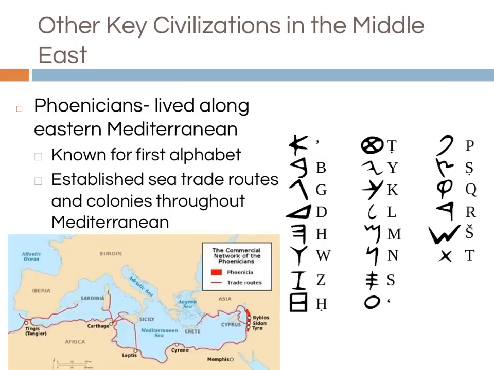Another key civilization around this region are the Phoenicians. If you look at the map, on the far eastern part of the Mediterranean, that red area, that's where the Phoenicians lived. So there's two significant things to know about them.